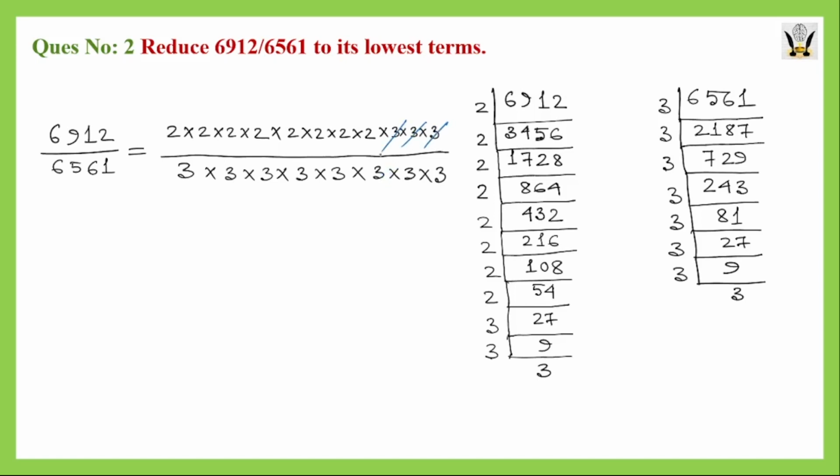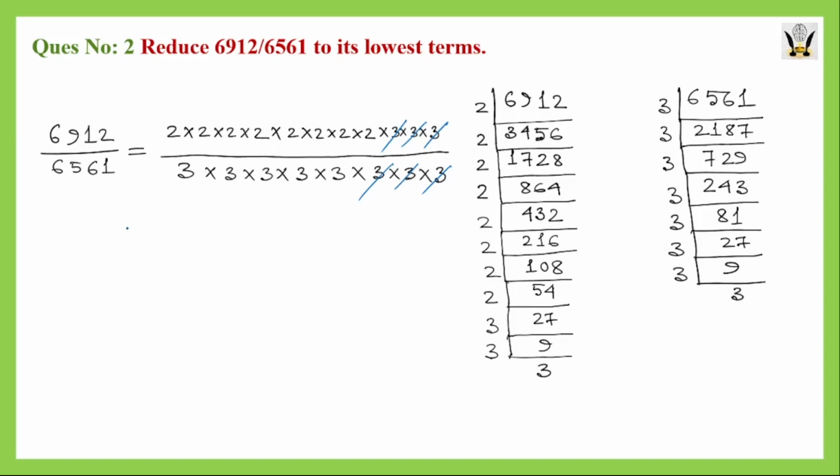So this 3 and this 3 will cancel each other, and the rest of the factors are different. In the numerator and denominator there is no more common factor. Basically, if we multiply these 3s, it will be 27. So 27 was the greatest common divisor or highest common factor of these two numbers. So they cancelled each other.